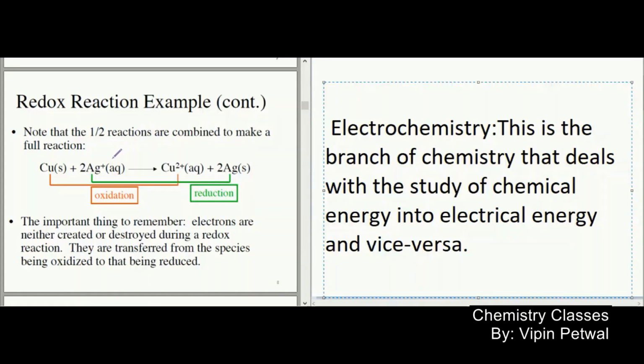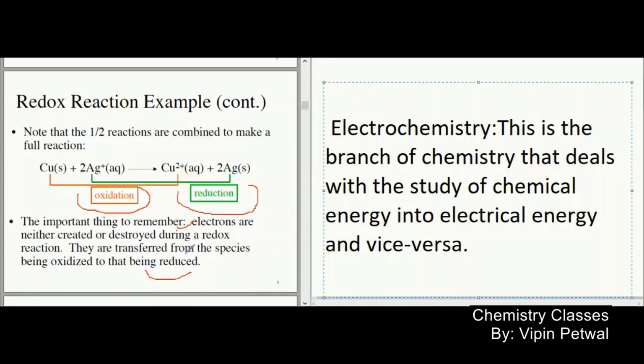So in this case, note that half reactions are combined to make a full reaction, which is called a redox reaction, as we can see here. Okay, so this red one is the oxidation reaction, and this green one is the reduction reaction. The important thing to remember is that electrons are neither created nor destroyed during a redox reaction. They are transferred from the species being oxidized to that being reduced.